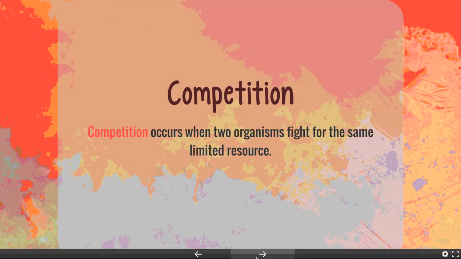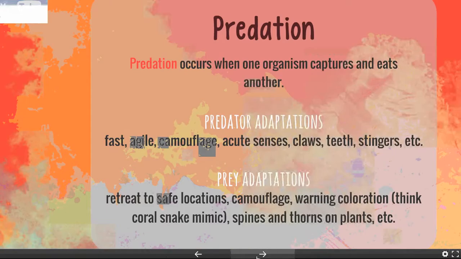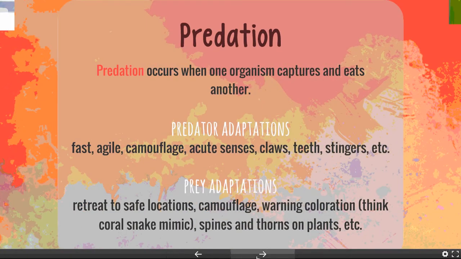And then there's competition. So that's when two organisms are fighting again for the same limited resource. And predation, that's when one organism captures and eats another. So a predator has adaptations that allow it to be fast, agile, have camouflage, claws, teeth, stingers, things like that that allow it to actually attack its prey.